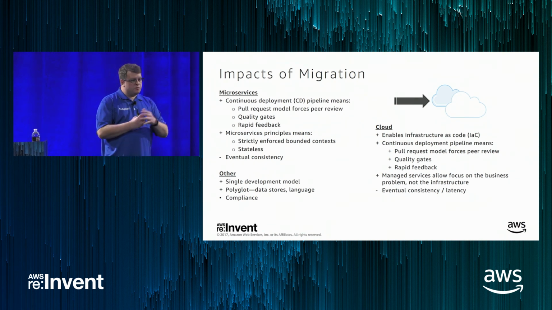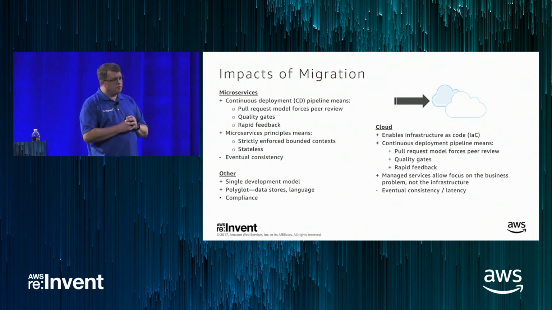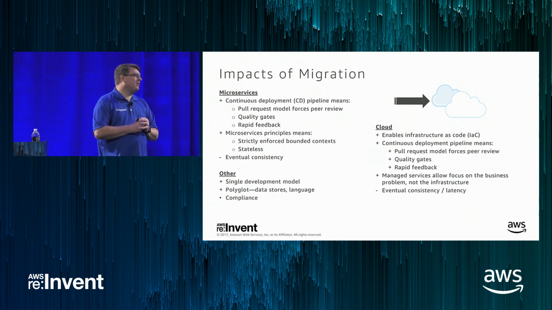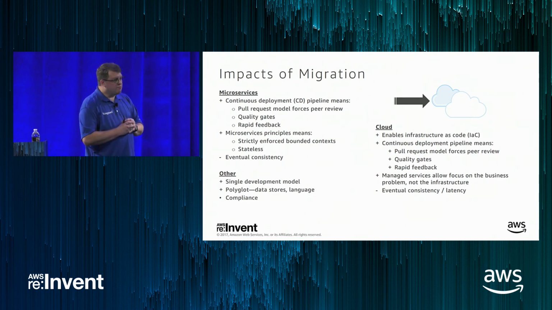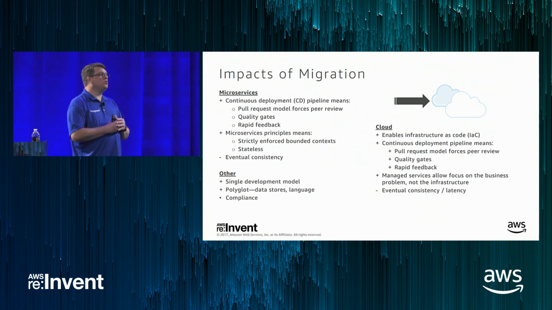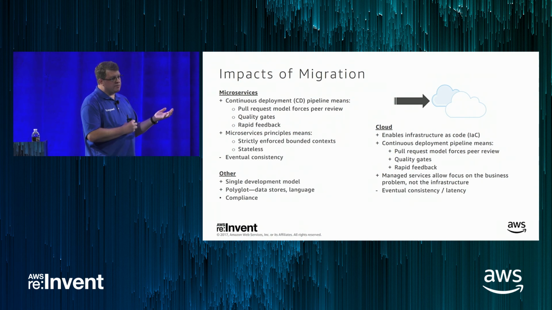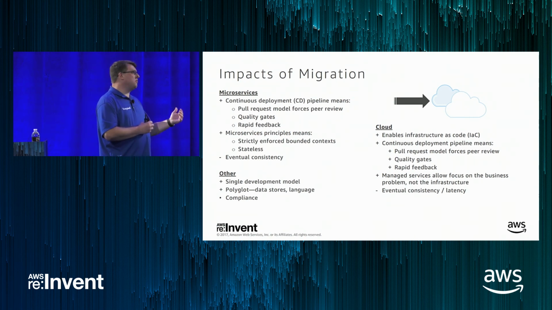From a cloud perspective, we have our infrastructure as code pipeline. So basically, we're making extensive use of CloudFormation in order to set up these environments that we're using. In the same way that our code goes through the peer review pull request process, so does our infrastructure. We have the same kind of quality gates and rapid feedback when we're standing up infrastructure now.